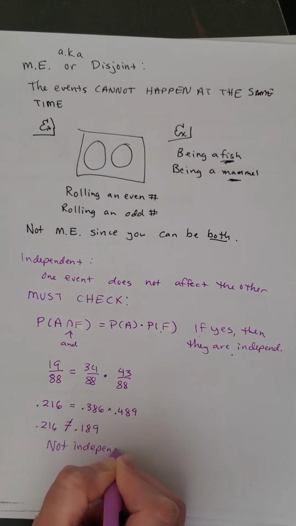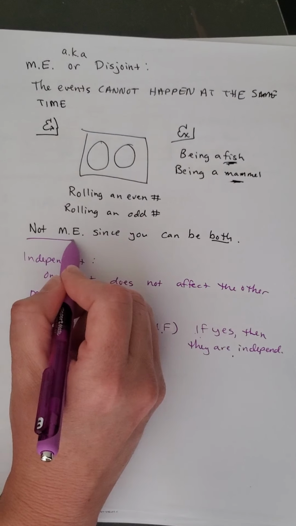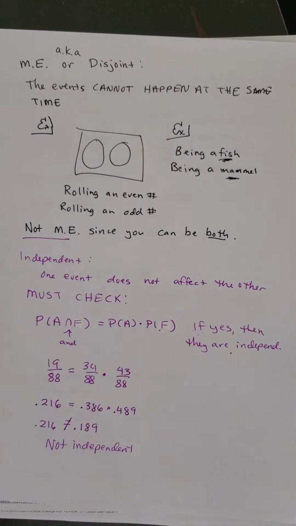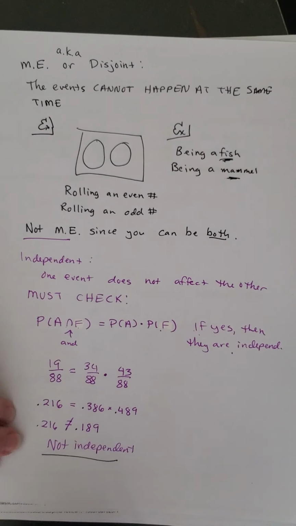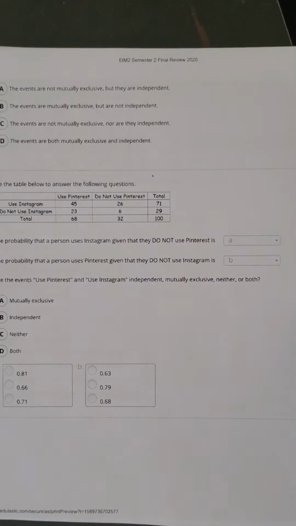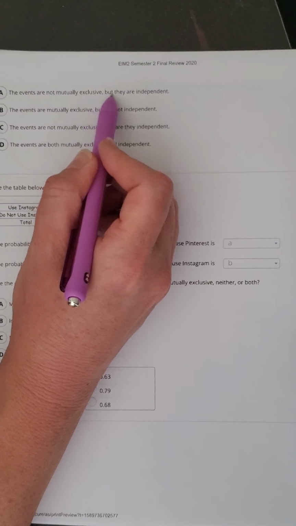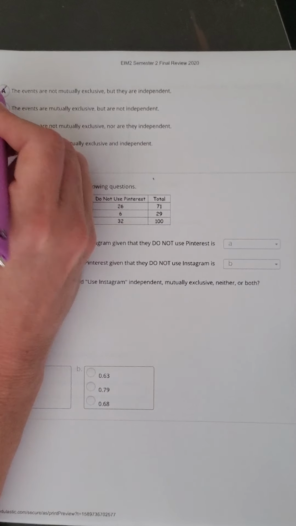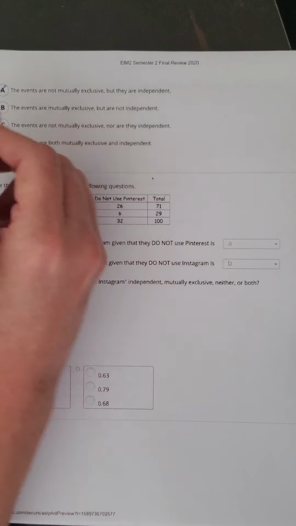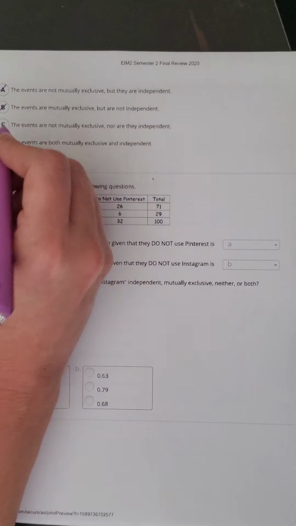So what we have decided now is that we have events that are not mutually exclusive and they are not independent. And so we would say for this one, the events are not mutually exclusive, but they are independent? No. The events are mutually exclusive. No, they're not. The events are not mutually exclusive, nor are they independent. There we go.